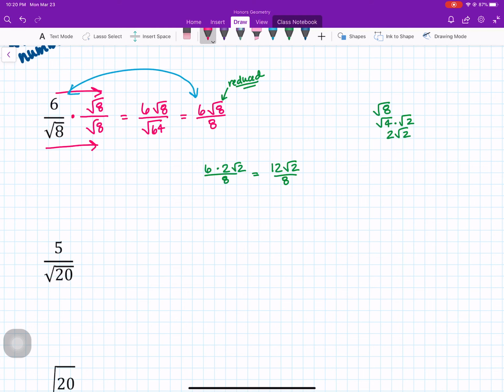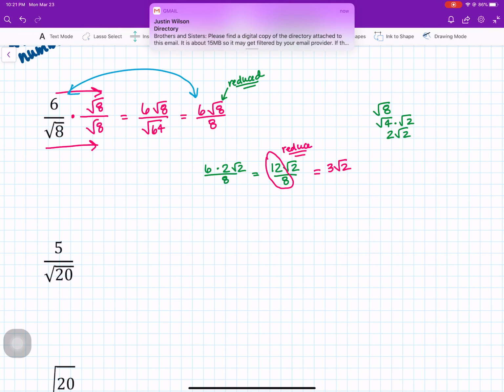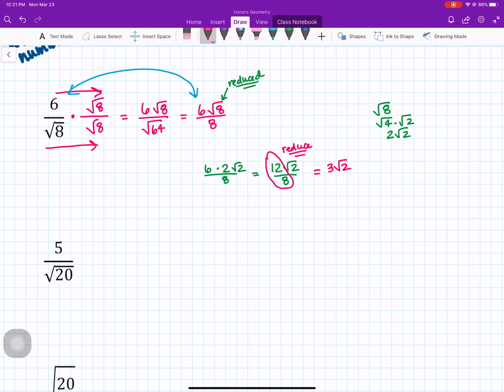And this brings up an interesting point. The fraction itself here can also reduce. So we're reducing in 2 different ways. If you look at just the whole numbers, 12 over 8, that fraction reduces because they're both divisible by 4. This is now 3 root 2 over 2. It's actually the same as the problem above it. How crazy.